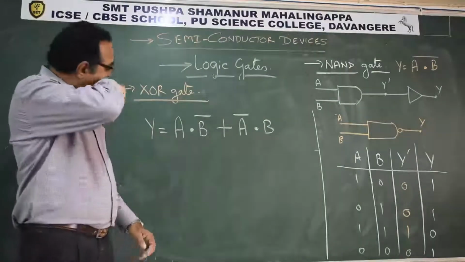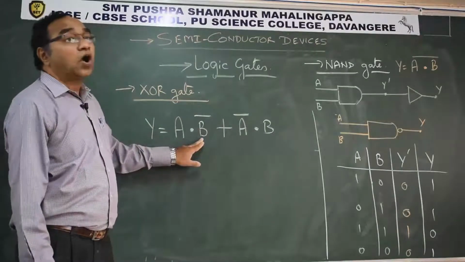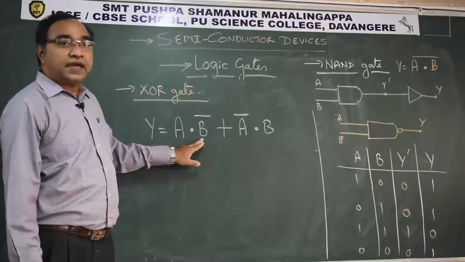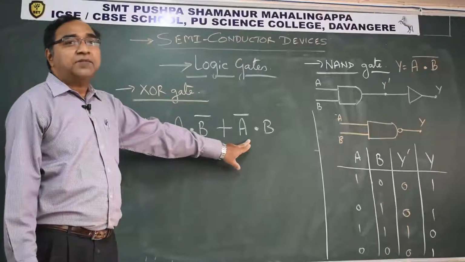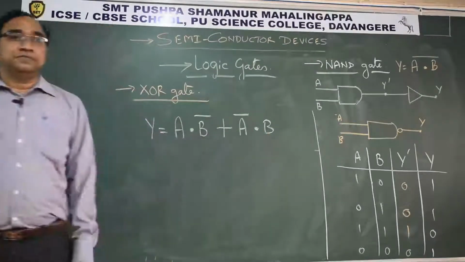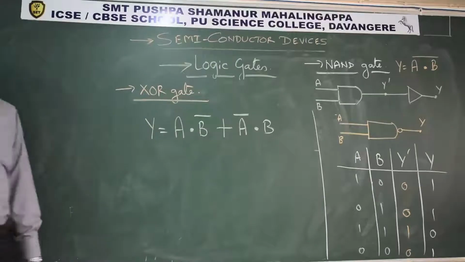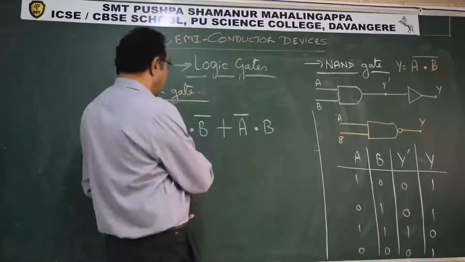So what we are getting? A and not B. So this is A, correct? Not A and B. So this is B. So A or B. This is called exclusive OR gate. Students, please understand, this way it is.